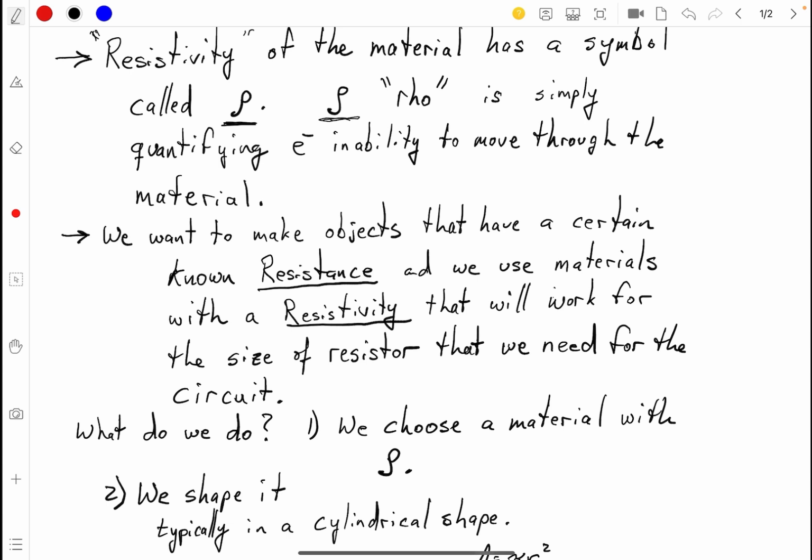So we want to make objects that have a certain known resistance. As an engineer of some system, you want to know what the resistance is. So we use materials with a certain resistivity, and then we can shape those materials to give us a resistor of a known resistance. We want to be able to predict and know what that resistance is going to be.